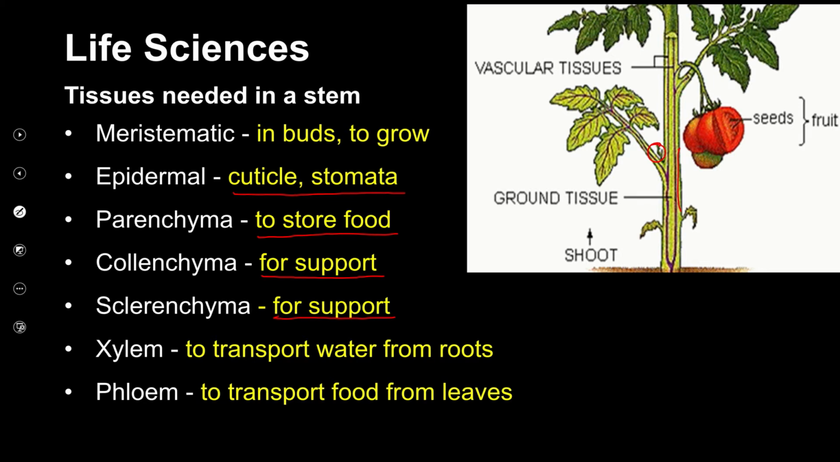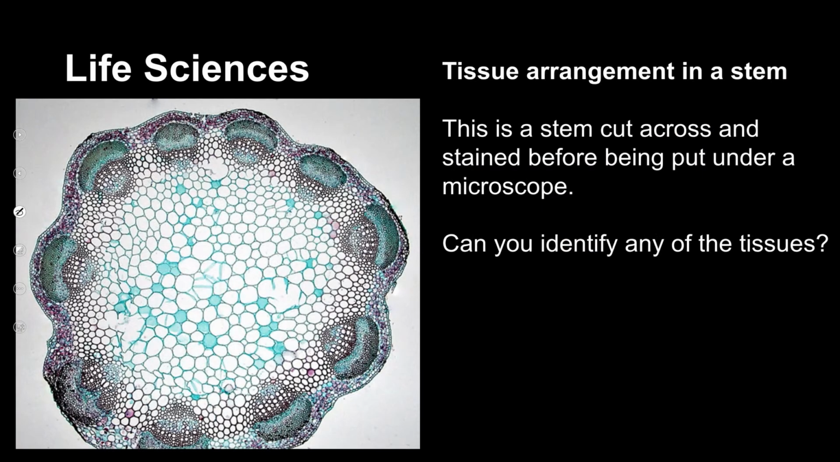Then, because one of the functions of the stem is to take water upwards and food downwards, we would find xylem, which is our water transport tissue, and phloem, which is our food transport tissue. So these are the cells that we're going to find in a stem. The next question is, well, where in a stem will we actually find all these tissues?